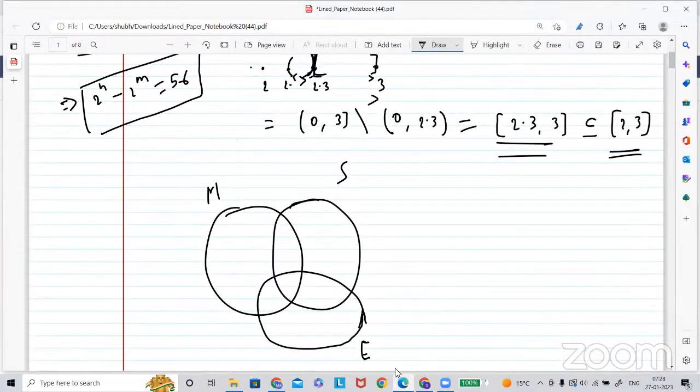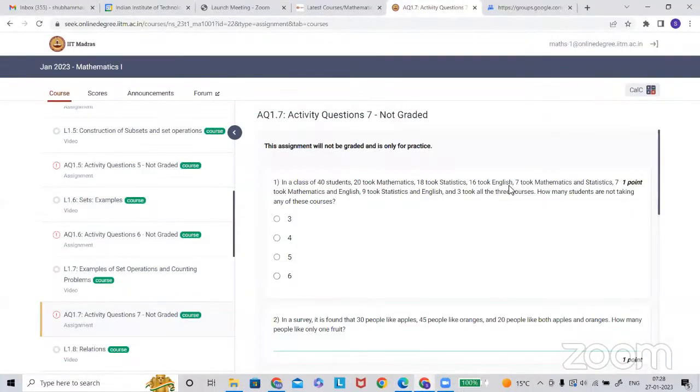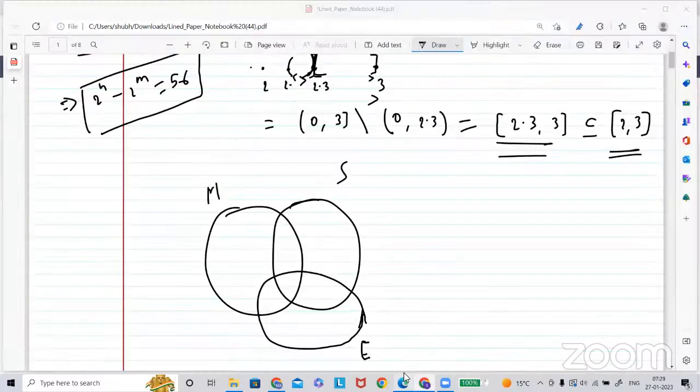Okay, so now what will we fill here? Only this part. First, we fill the most common part, that is common to both. So what is going to be in Engineering? How many students have taken all subjects? So let's fill the first, all common. 7 took mathematics, 7 took maths and English, and 3 took all courses. So here would be 3.